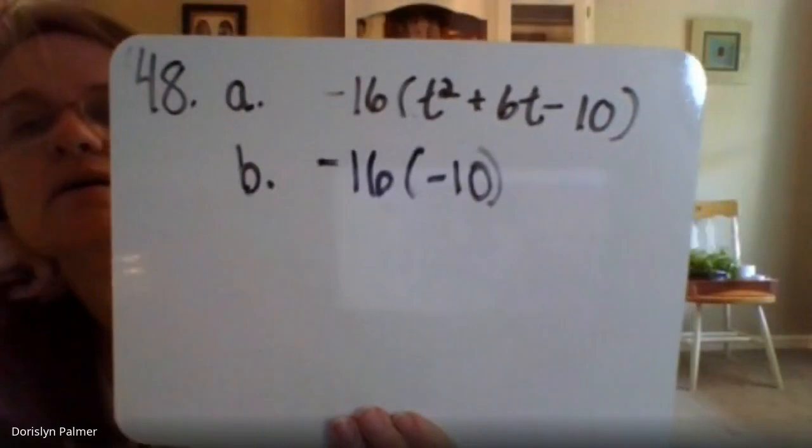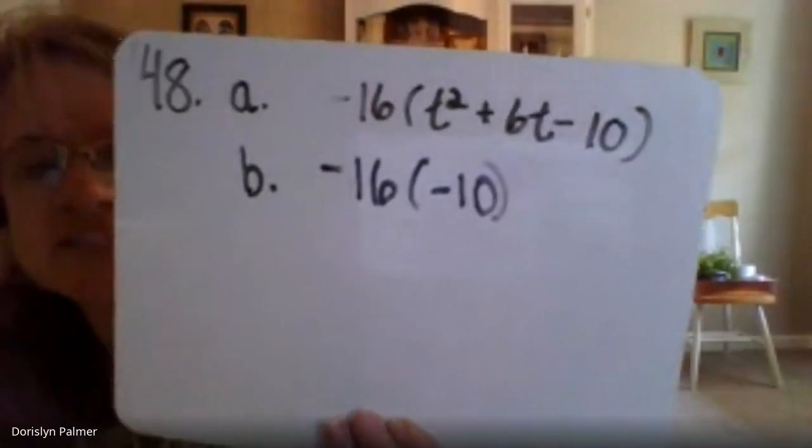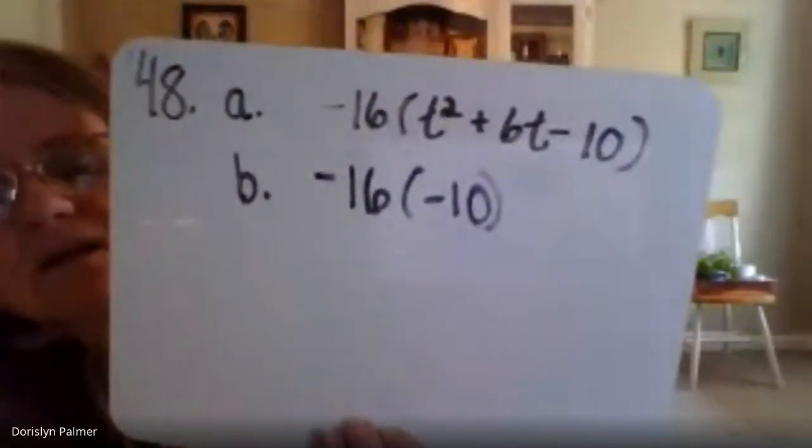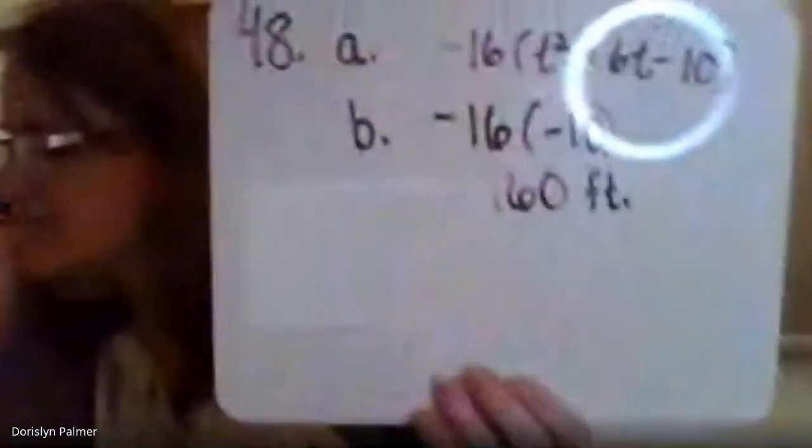And that's going to mean you still have a negative 16 outside. And inside, you're going to have a negative 10. It's going to look like this. What's negative 16 times negative 10? So what's 16 times 10, Nathan? 1600, like, it's just 160. You just add the 0. And a negative times a negative is a positive. So for part B, we'll have 160 feet.